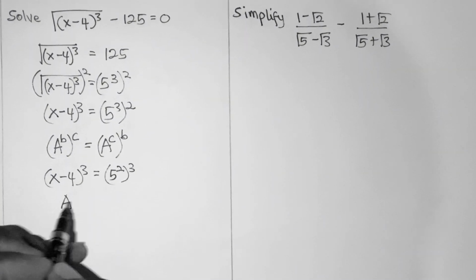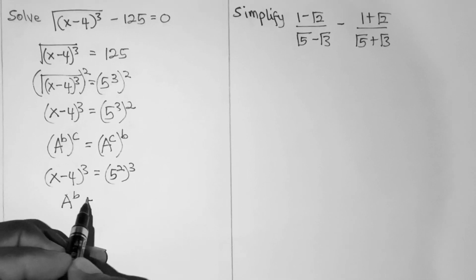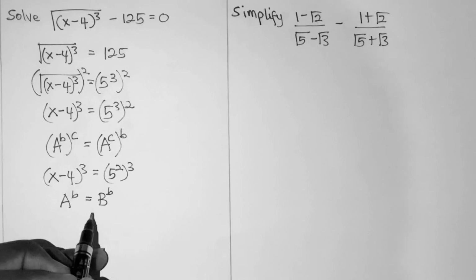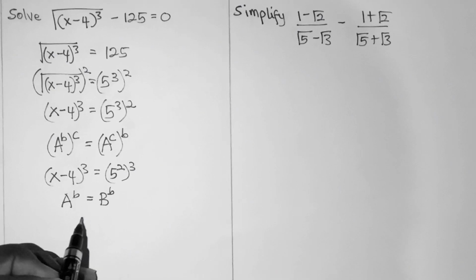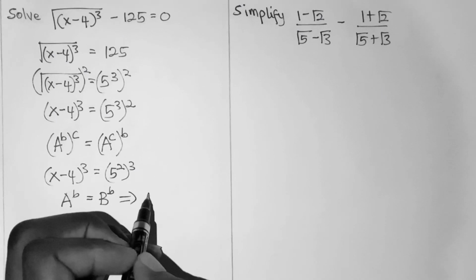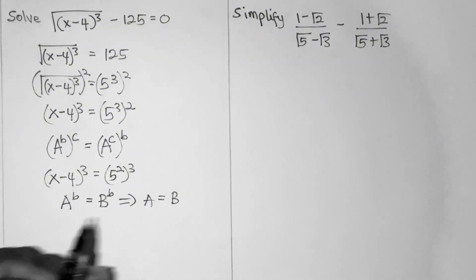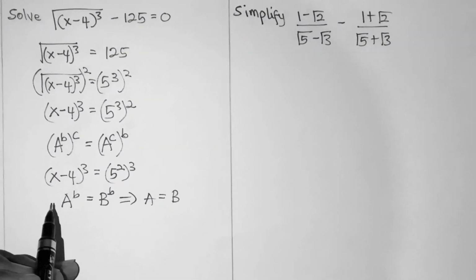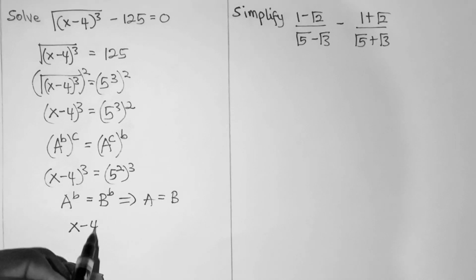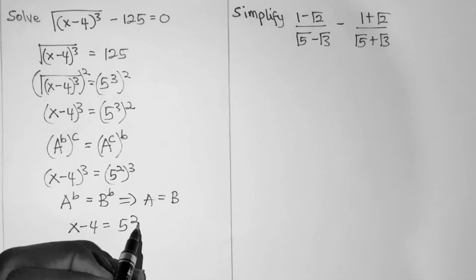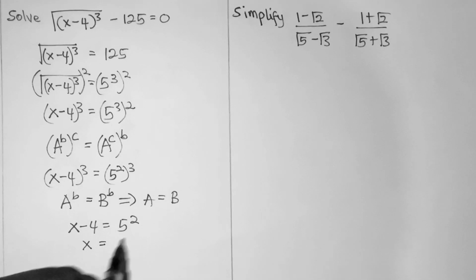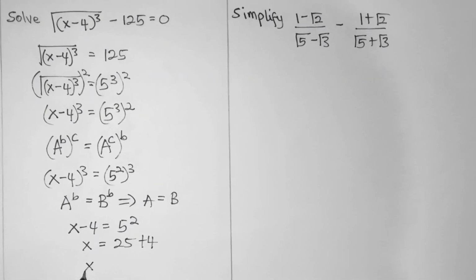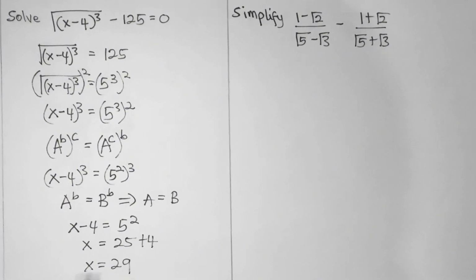Now, if you have A exponent n equals B exponent n, then it means that A is equal to B. Since here is 3 and here is 3, it means that x minus 4 is equal to 5 squared. So x is equal to 5 squared, which is 25, plus 4. Therefore, x is equal to 29.